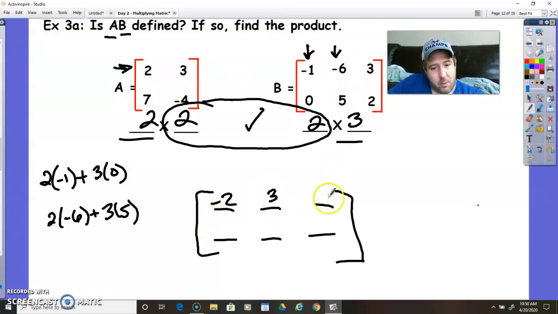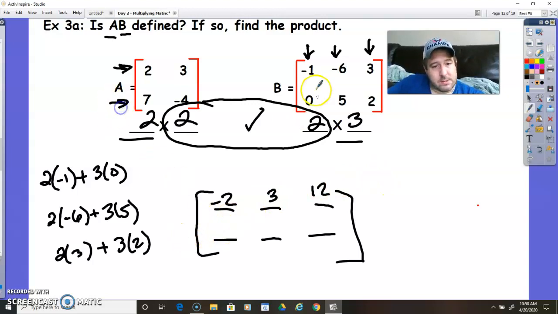All right, so this element is row 1, column 3. Row 1 times column 3. 2 times 3 is 6, plus 3 times 2 is also 6, makes 12. Okay, so now how to do these points down here? Exactly the same. So this would be second row times first column. So 7 times -1 plus -4 times 0. So that's going to be -7.